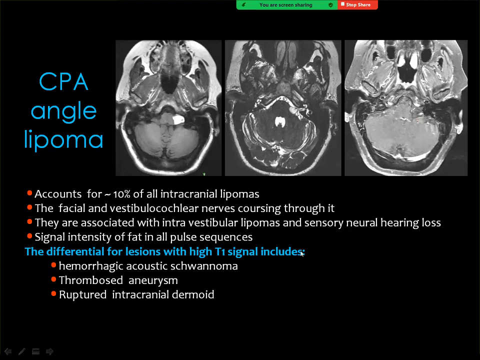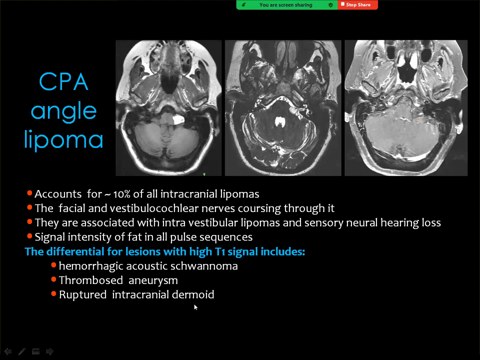And one of the conditions which hinder the surgery is that the facial and vestibulocochlear nerves are crossing or coursing through the lesion. This lipoma may cause sensorineural hearing loss. Then the differential diagnosis may include hemorrhagic acoustic neuroma, which will not show fat suppression in fat suppressed images. Thrombosed aneurysm will also not be suppressed in the fat suppression.